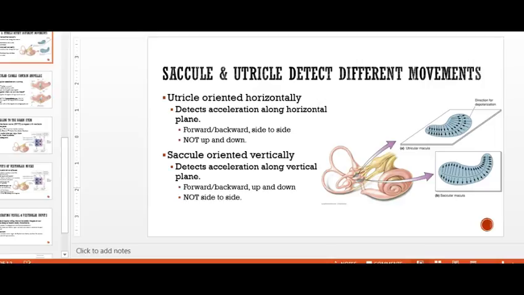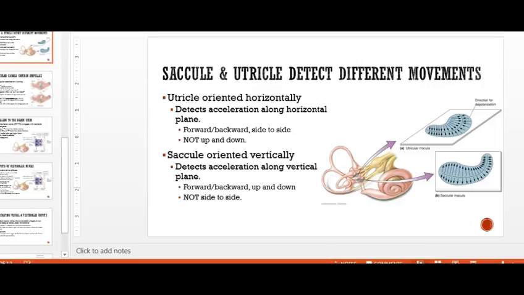The utricle is oriented in a horizontal flat plane like this. So it's not going to be responsive to up-down types of motions. Like the little hairs are sticking straight up, more or less, you could think of. So if they're sticking straight up and the otoconia are right above them, if you shift the whole structure up or down, it's not really going to cause the hairs to bend in any which way, right?